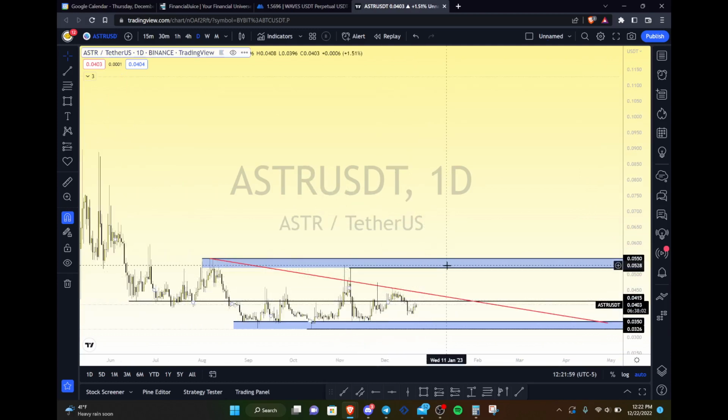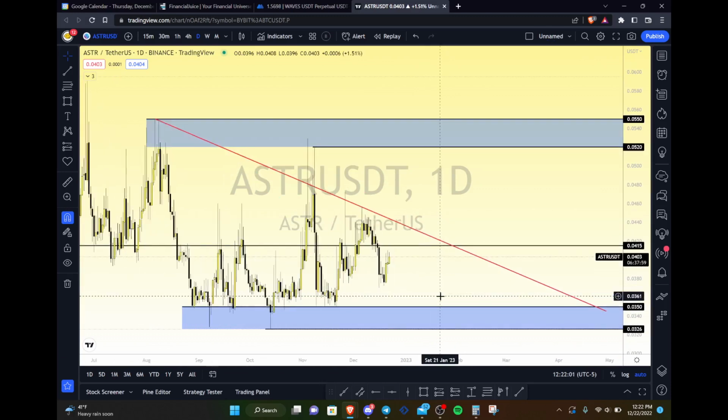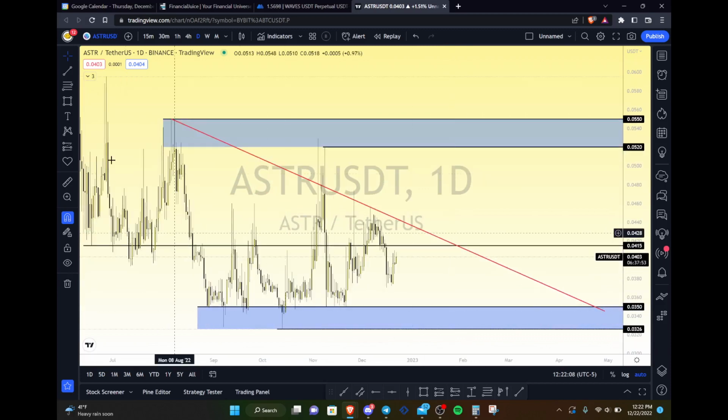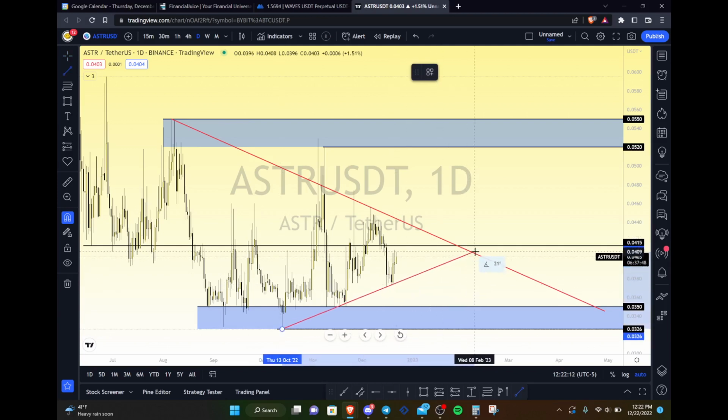We're going to come up and actually test the top side of the range once more. And this may actually be enough to give us enough fuel to actually break through this range. We'll have to wait and see. And we're starting a little uptrend here, so right here on the daily. So it's very clear.